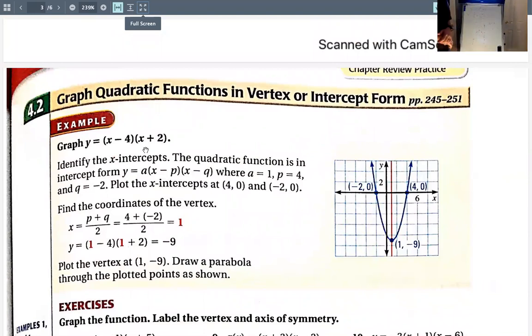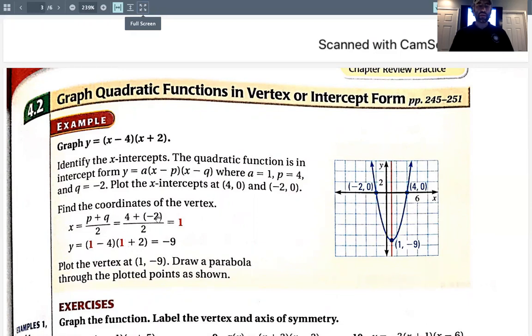That's intercept form. So what you're going to do, I think I can do this just with the picture shown here. Look at what they've graphed. The roots based on this are 4 and negative 2. What makes this 0 is x being 4, and what makes this one 0 is x being negative 2. Notice where the points are. Where's the vertex? It's the average of 4 and negative 2.